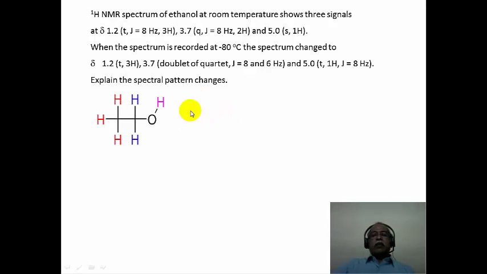However, when you cool it to minus 80 degrees, the exchange process is considerably slowed down. In other words, the magenta hydrogen spends more time on this particular oxygen rather than hopping from one oxygen to another oxygen of another molecule and so on. Since the residence time is much larger at low temperature for the magenta hydrogen to stay on the oxygen, these two methylene hydrogens essentially see the presence of this particular hydrogen. Hence, they undergo splitting by the magenta hydrogen also.